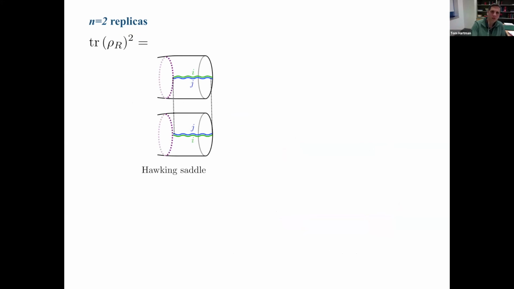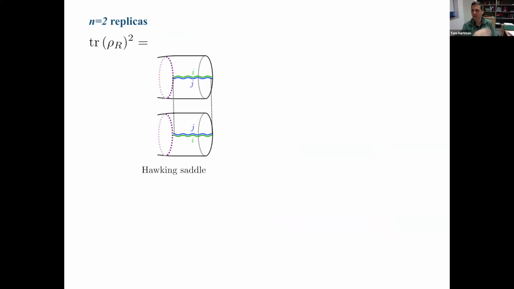Okay, that was just warm up. That's what we did before. But now I'm going to talk about the replicas. So now we're going to calculate the trace of rho sub R squared. Well, we need to follow the usual rules. The trace of rho sub R squared is rho sub R times rho sub R as operators.